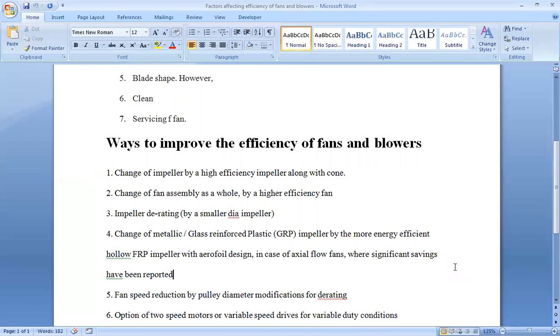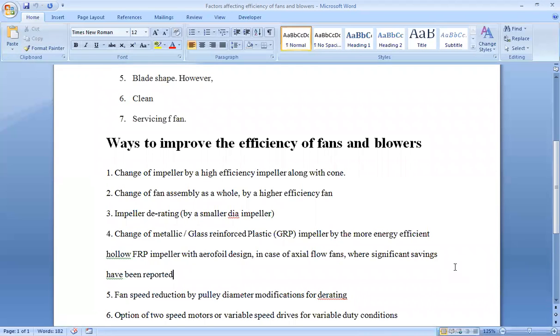Even we can change the impeller, which is highly efficient. Instead of the earlier impeller, we can change the impeller so that the efficiency of the fan is increased. The impeller is nothing but the blade; it is another name for the blade. Then change the fan assembly as a whole. Sometimes the complete fan assembly is changed along with the bearings, etc. So the efficiency of the fan is increased.